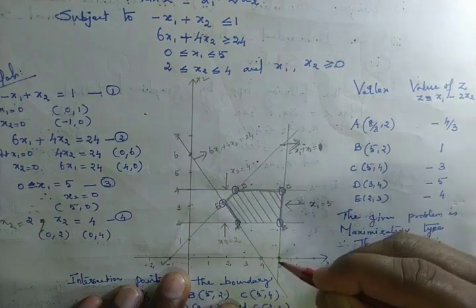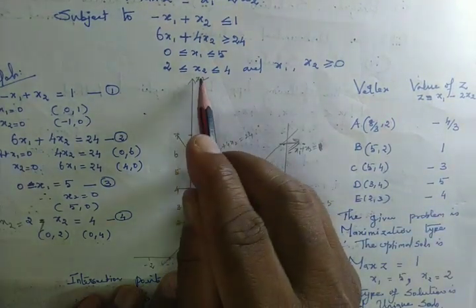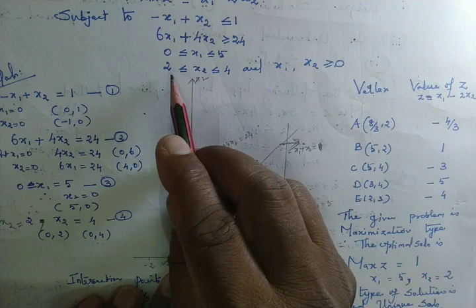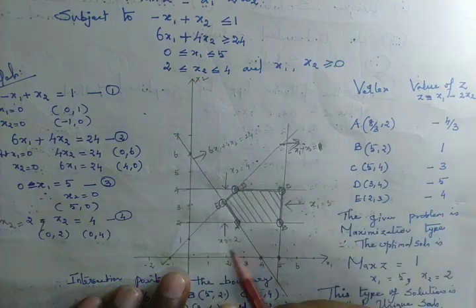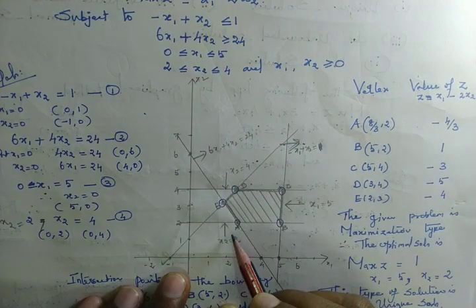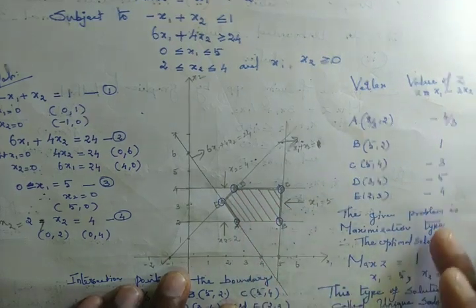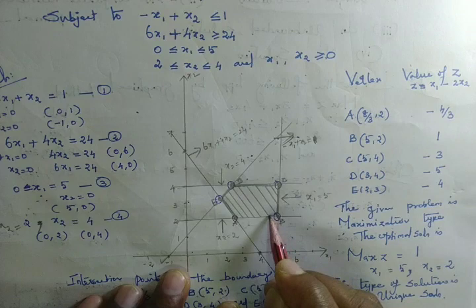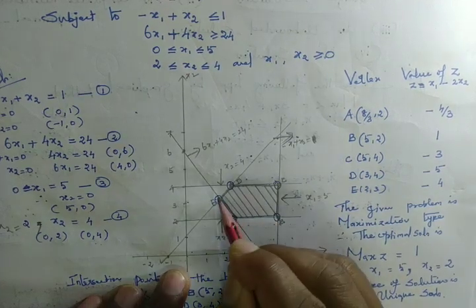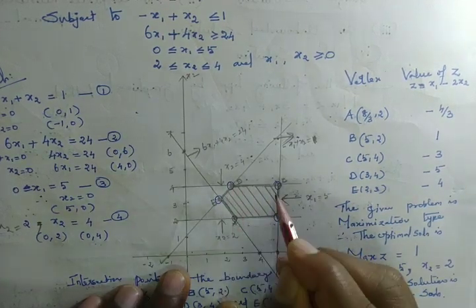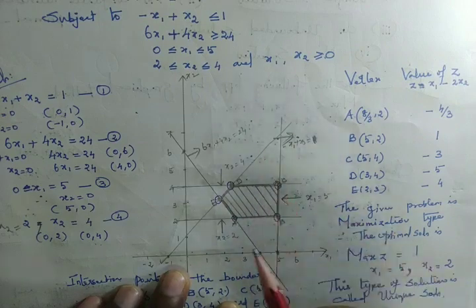But you can't cross the line because the last constraint says x2 has a lower limit of only 2. So x2 lies in between, x2 greater than or equal to 2. You take a diversion again and come to the starting point. So this space is called the solution space of the given problem.